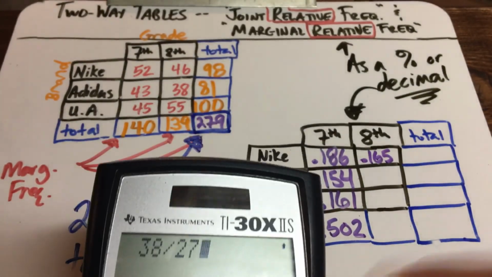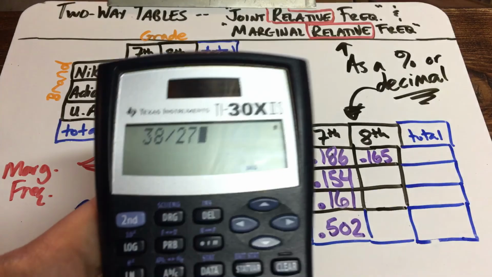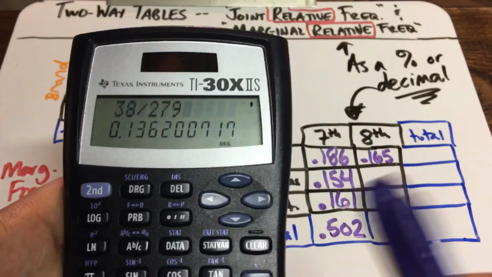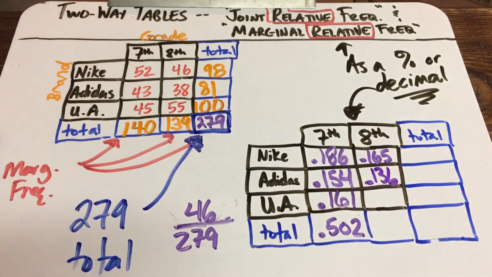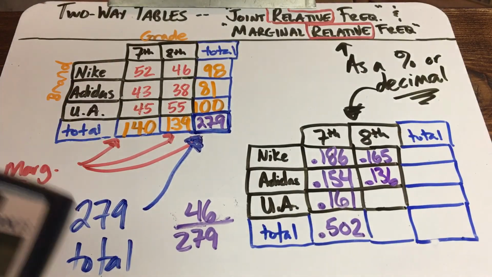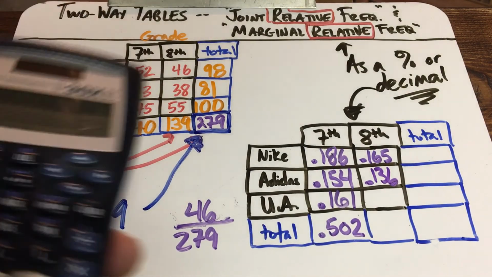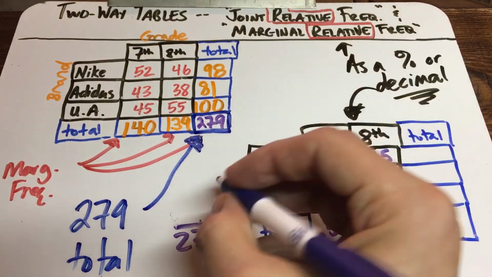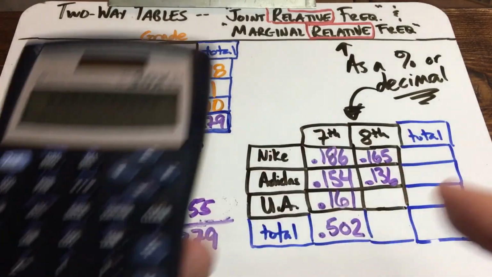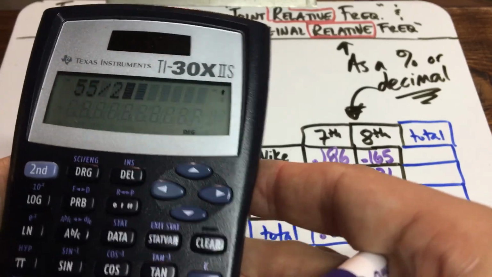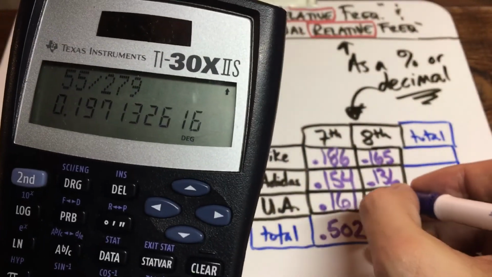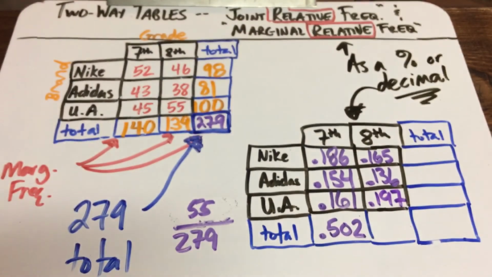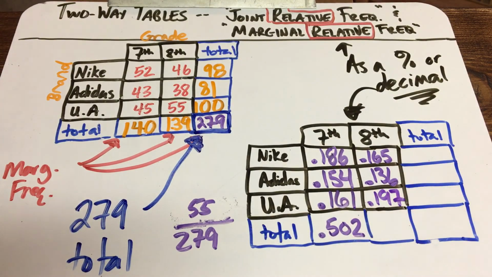You see the 38 right there. And whoops, I don't have the 9 on my calculator yet. 0.136. So 13.6% of our students were 8th graders who picked Adidas. And then for Under Armour, that's 55. So I'm going to do 55 divided by 279. And so I'll make sure the assignment has the calculator set up on it. 19.7%, or I'm just going to put 0.197.